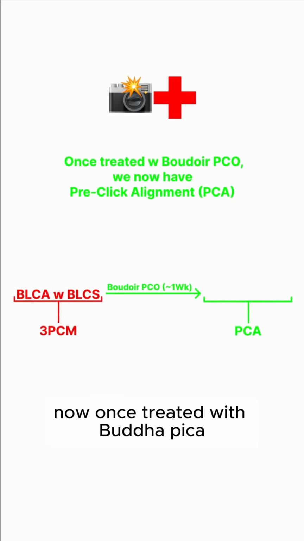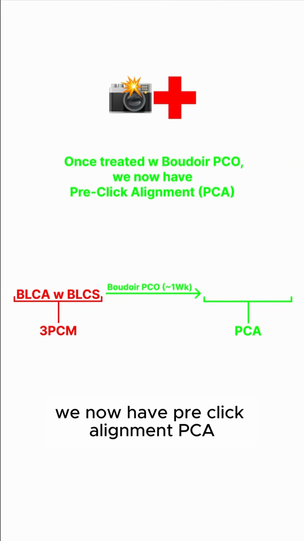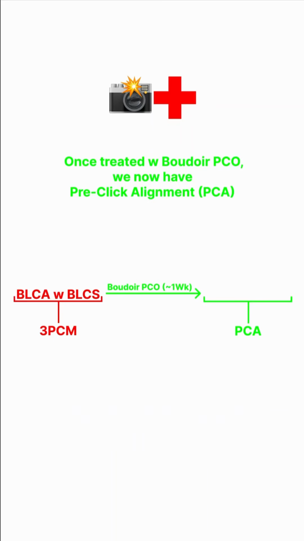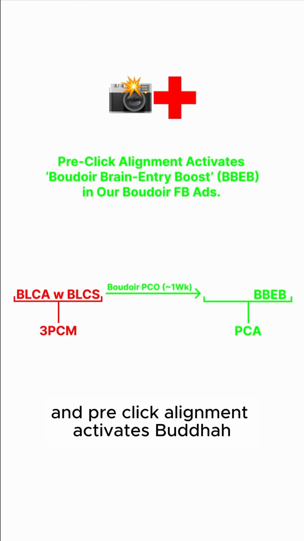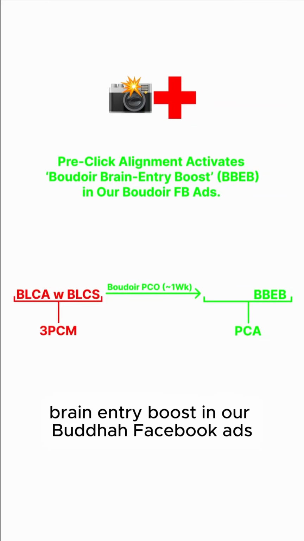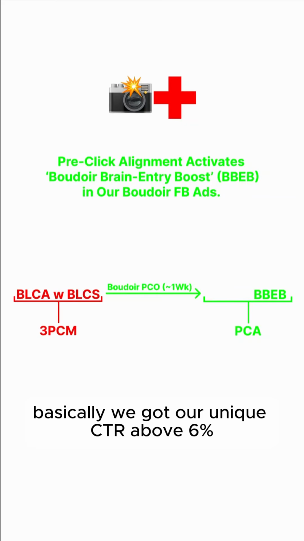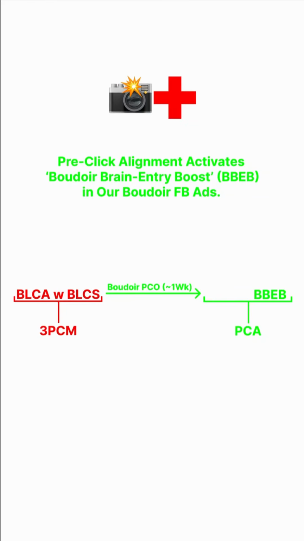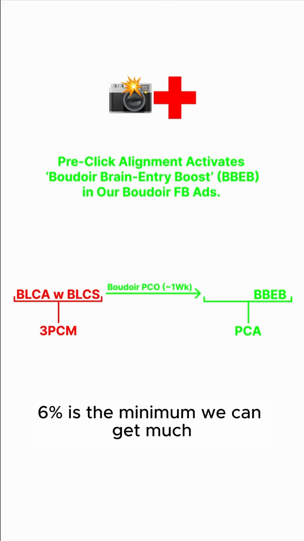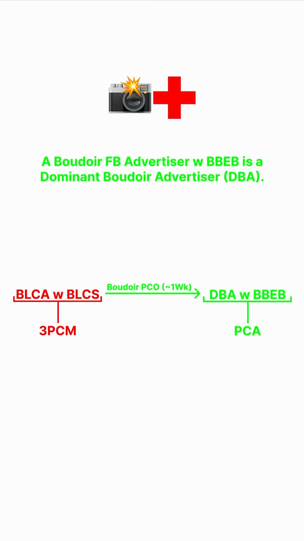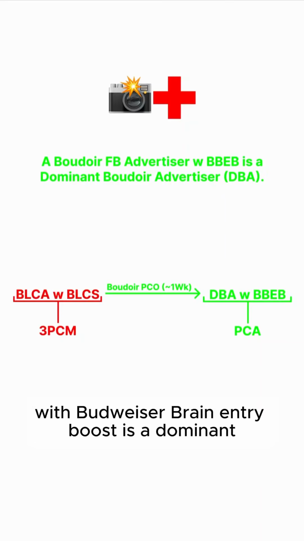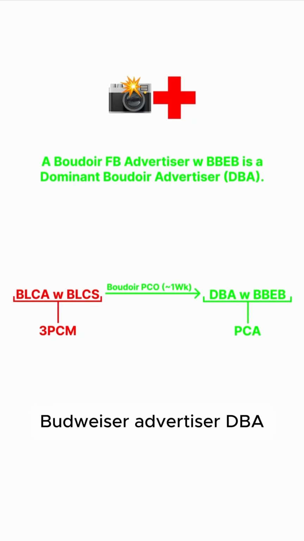Now, once treated with Boudoir Pico, we have pre-click alignment, PCA. So we've gotten rid of the 3 pre-click mistakes. And pre-click alignment activates boudoir brain entry boost in our boudoir Facebook ads. Basically, we got our unique CTR above 6%. That's literally the minimum. We can get higher than that, but we need 6% as a minimum. And a boudoir Facebook advertiser with boudoir brain entry boost is a dominant boudoir advertiser, DBA.